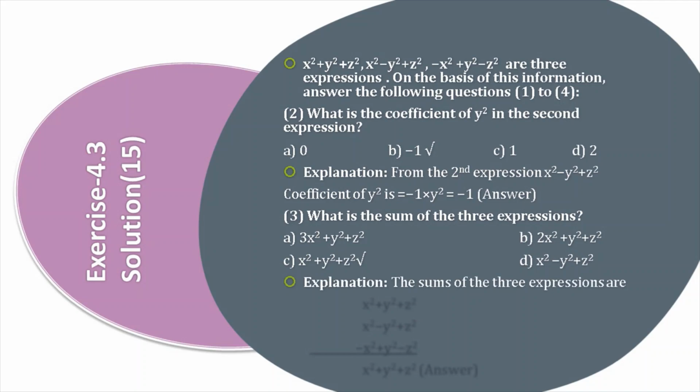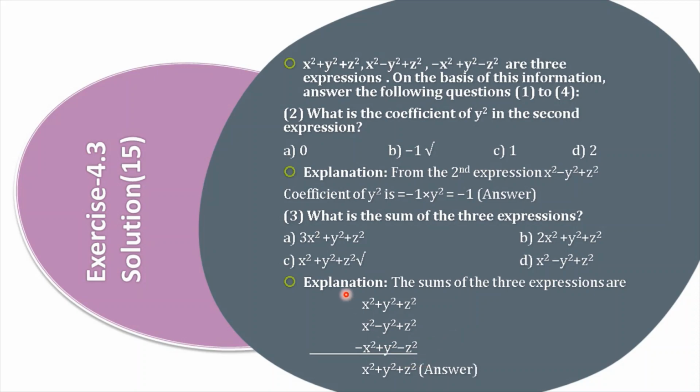The sum of the three expressions: arranging the similar terms or the similar variables one by one, we can get x square plus y square plus z square, then x square minus y square plus z square, minus x square plus y square minus z square. As you can see the answer, x square plus y square plus z square.